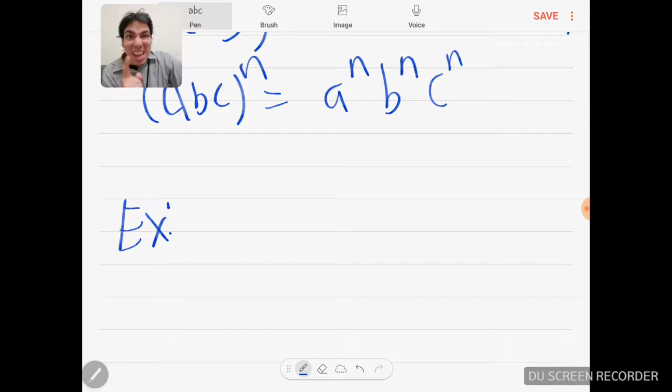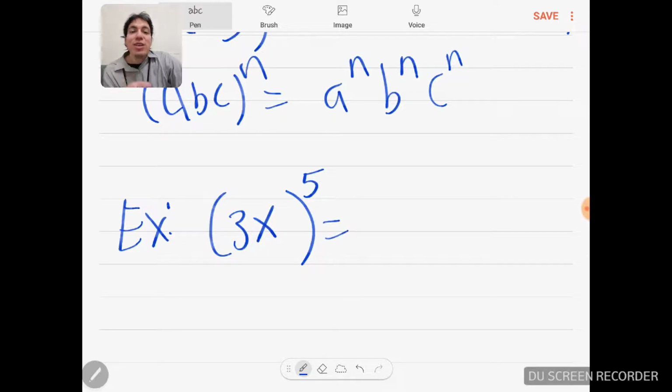Remember, I'm going to repeat this twice. Every single thing that's in the parentheses, you have to distribute that exponent to that number, to that base, I should say. Every single thing that's in the brackets. For example, if I gave you (3x) to the fifth, you have to apply that rule to every single thing that's in the base. Okay, so let's get that clear.